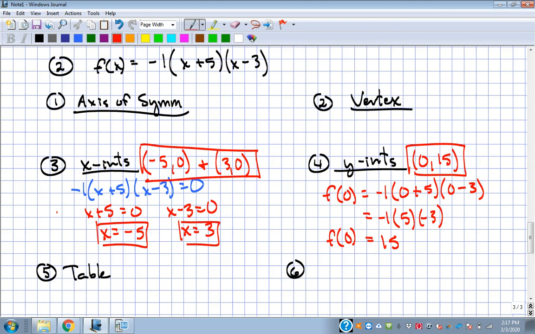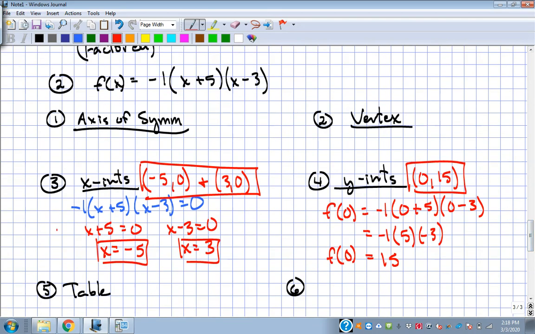Okay. Now, axis of symmetry is going to be, I think the easiest thing to do is just multiply out the original problem and get it into standard form, then use -b over 2a. In my opinion, that's the easiest thing to do. There are other ways, but I think that's the easiest way. So that's the way that I want to show you.